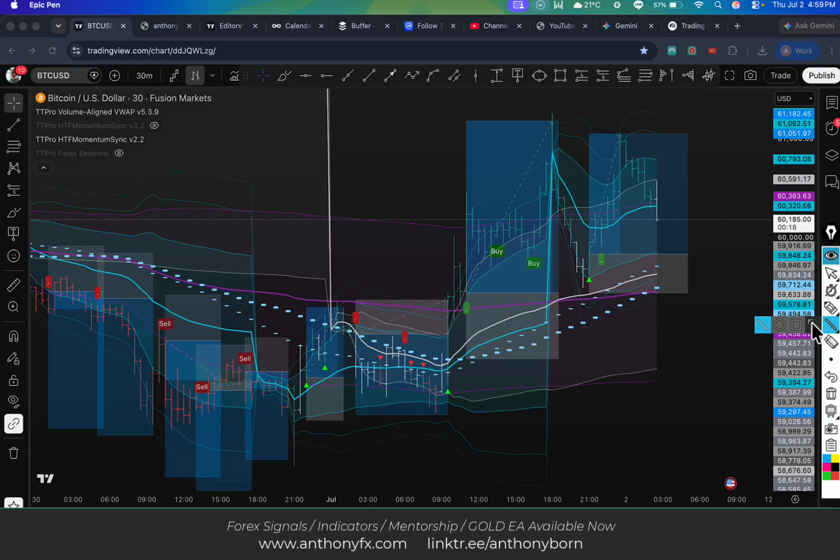Okay, we're going to have a look for a trade opportunity with Bitcoin, and I'll give you my trade plan for this. But before I do, just check out these signals.